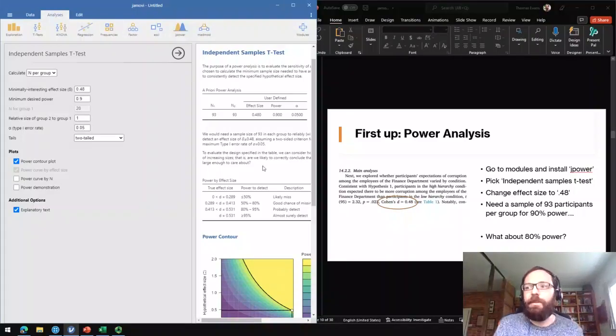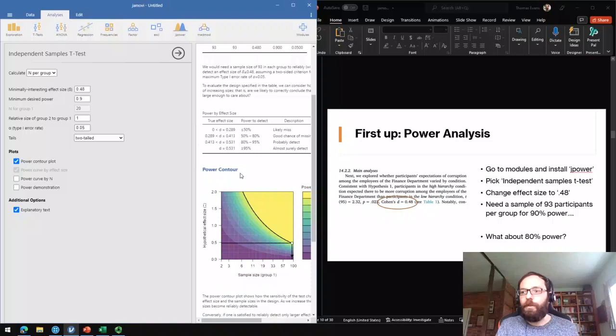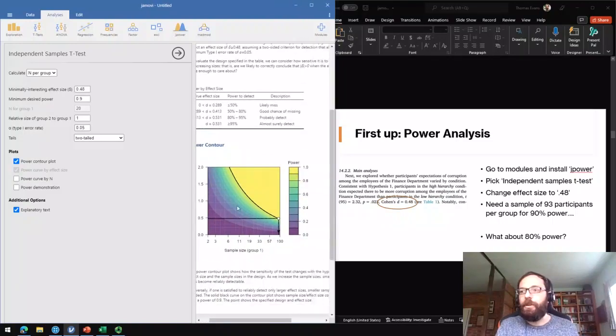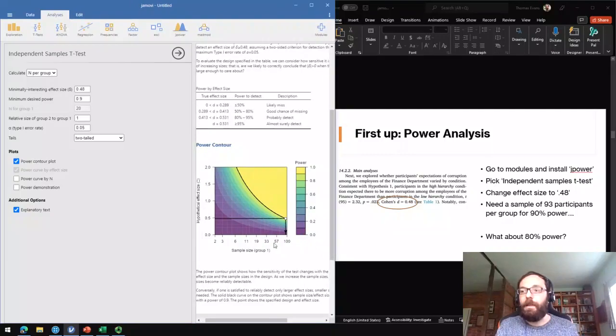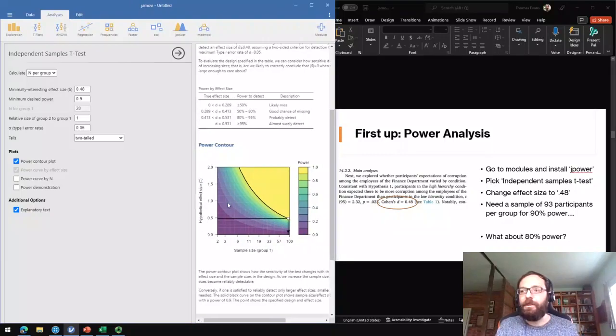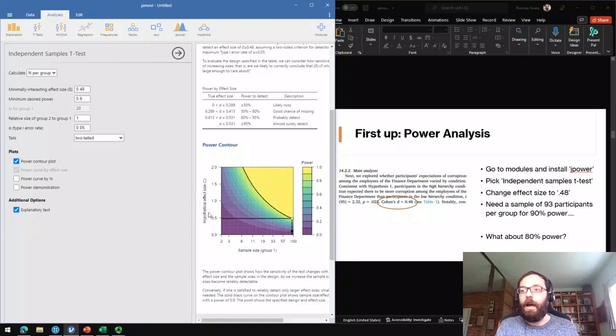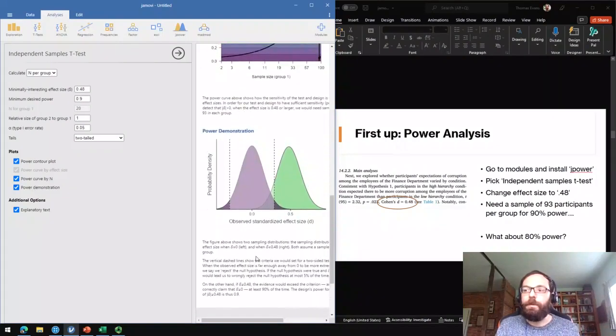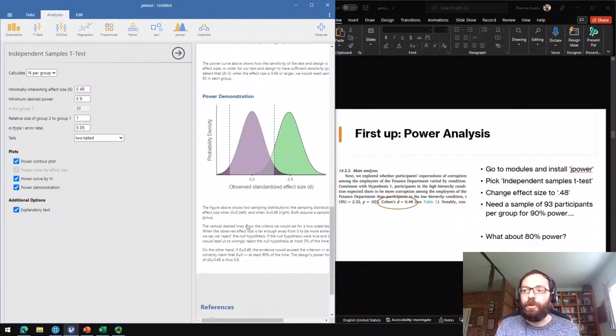Now, jamovi here has been very kind to you. It's also got a variety of other sources of information. So you can see you've got power visually represented here, so you can see what would happen if we had a higher effect size or a different sample size. And you can see the power curve here by number of participants, and you can play around with the variety of options. So there's a power demonstration here as well, so you can visualize all sorts of things.